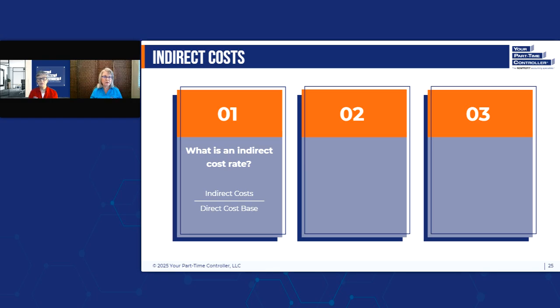Many organizations establish indirect cost rates to accurately manage the true costs of their programs, regardless of whether they are government funded or not. The calculation involves two main components: the numerator, which is the total indirect costs, and the denominator, which is the direct cost base. We will discuss the direct cost base in a later slide.